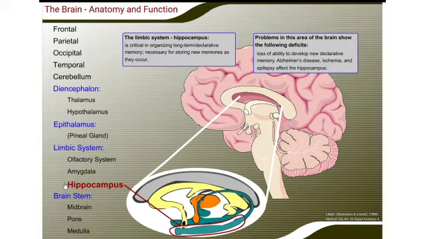A part of the limbic system is the hippocampus. The hippocampus is critical in organizing long-term memory and is necessary for storing new memories as they occur. Problems in this area of the brain show the following deficits: loss of the ability to develop new declarative memory. Alzheimer's disease, ischemia, and epilepsy can affect the hippocampus.